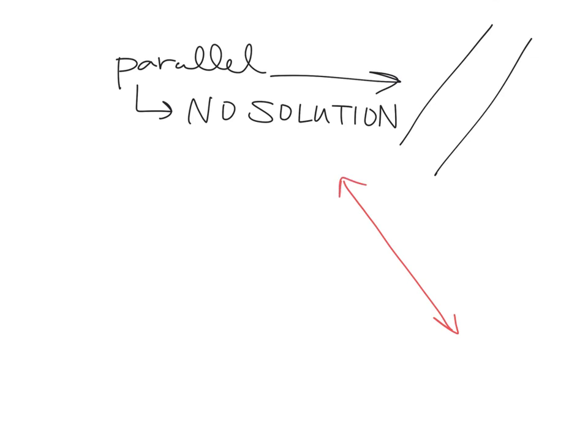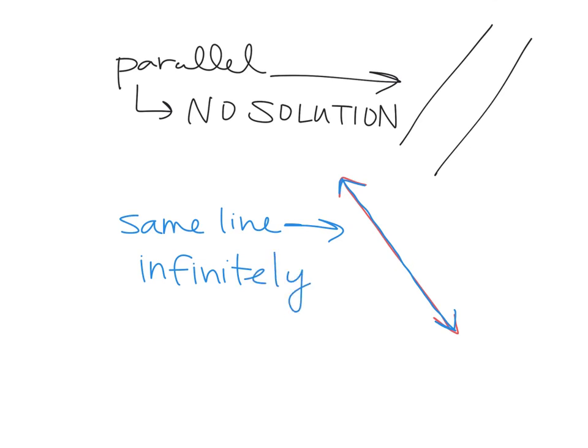What if I have two lines and they look like this? Here's my red line. Here's my blue line. What is your solution? Every point is the same because it's the same line. So if they're the same line, like this red and blue is, you're gonna say there are infinitely many solutions. There's nothing that's not a solution. Okay, so you will either have infinitely many or no solution in those two scenarios.